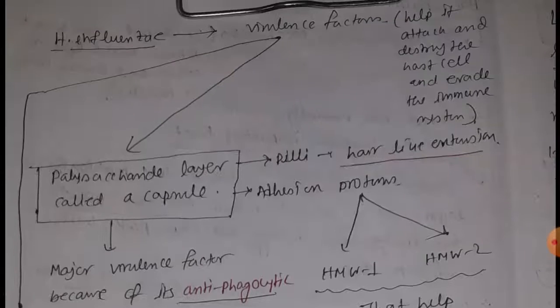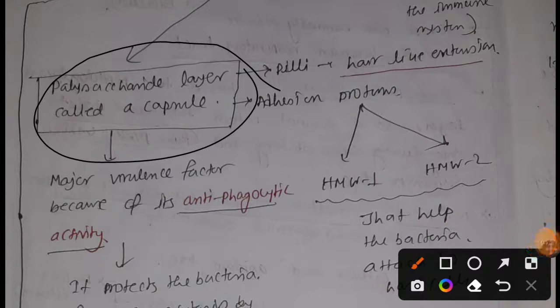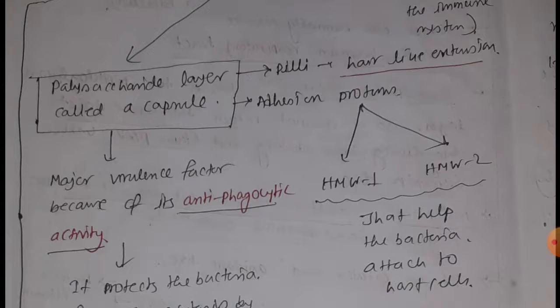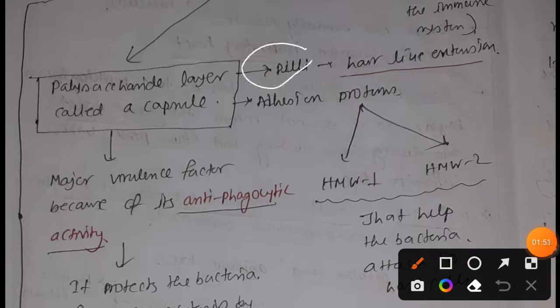That means the polysaccharide layer called the capsule helps bacteria attach to epithelial cells by avoiding the destruction facilitated by macrophages and neutrophils via their phagocytic activity. Here the capsule plays an anti-phagocytic role. Now, how do they attach? There should be something for their attachment. Yes, obviously, there are pili.